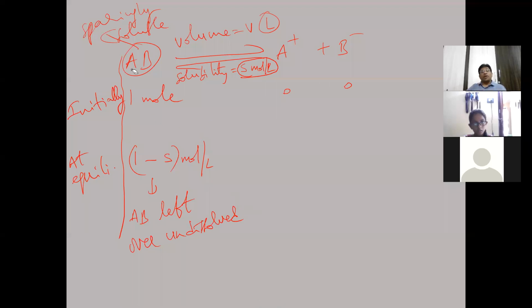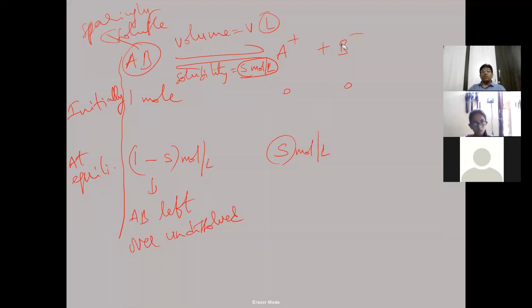So now from the balanced equation, if 1 mole is dissociated, we get 1 mole A plus. But here, how many moles dissociated? Only S moles dissolved here. When 1 mole dissolves, we get 1 mole. But if S moles dissolved, we get 1 into S moles. 1 A plus is there, so 1 into S. So S moles per liter of A plus is formed here.